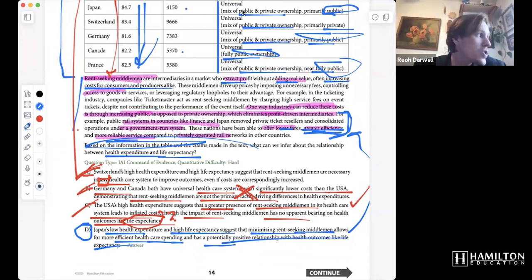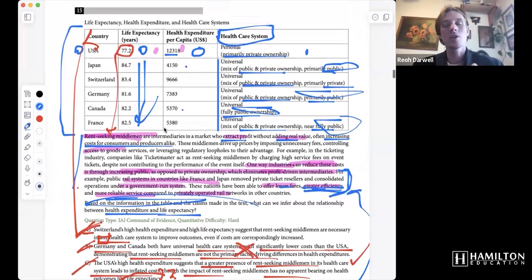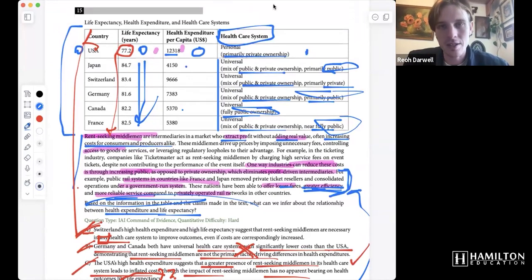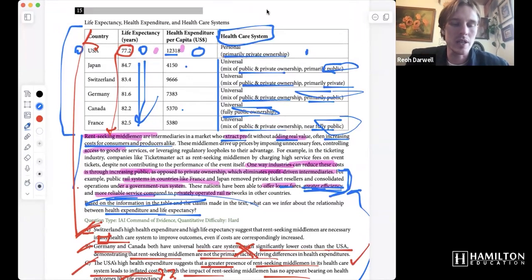So distractors are the name of the game on a lot of these command of evidence questions. You had to do a little bit of logical reasoning on this one, a little bit of critical thinking, and then it's really easy. So hopefully you were able to connect all that to get this one correct by choosing D.